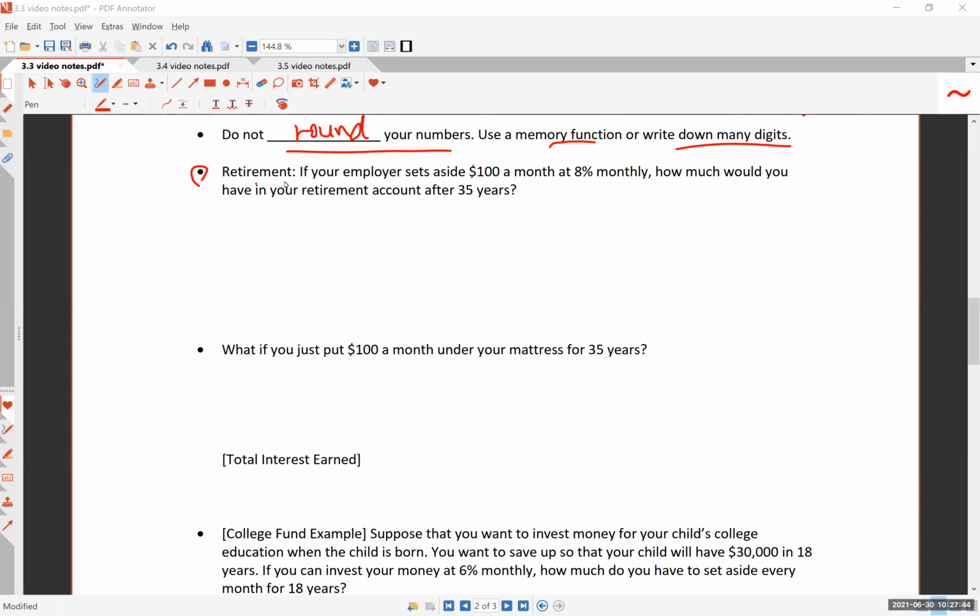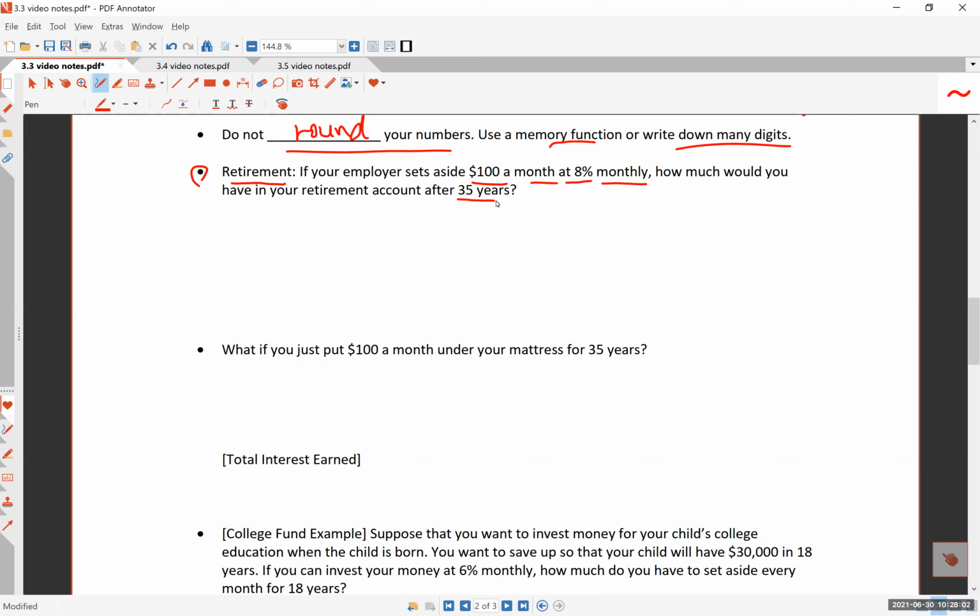Okay, part 2 of section 3.3, retirement plan. If your employer sets aside $100 a month based on your salary at 8% monthly, how much would you have if you continue to work for 35 years? At the end of 35 years, how much money are you going to have?